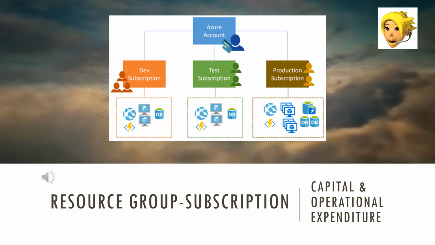Like this, we have capital and operational expenditure in Azure. What do you mean by that? Let's start with an example. You are taking Ola or Uber, right? When you take a cab, from the app of Ola or Uber you book your trip, and you pay for whatever distance you have gone. So you are only paying for the operational side, right? That is your operational expenditure.